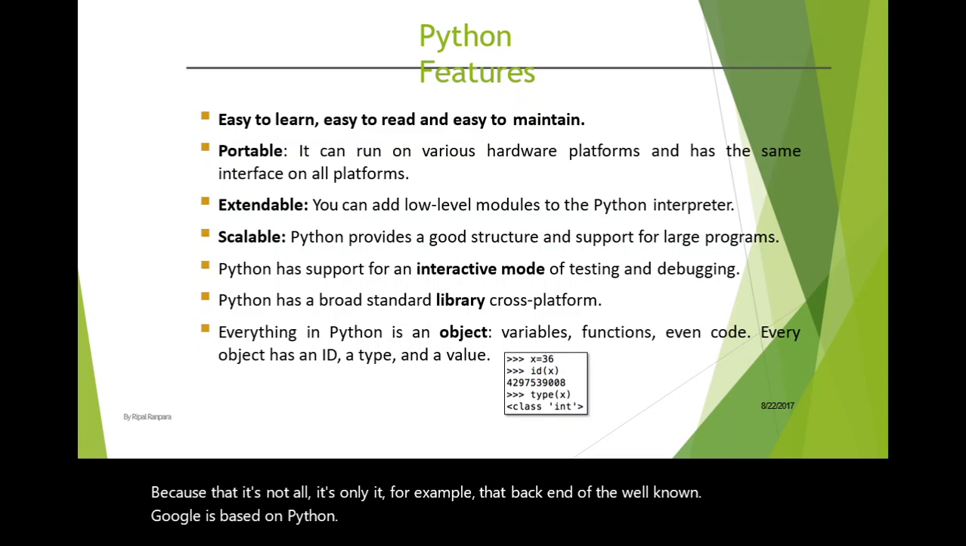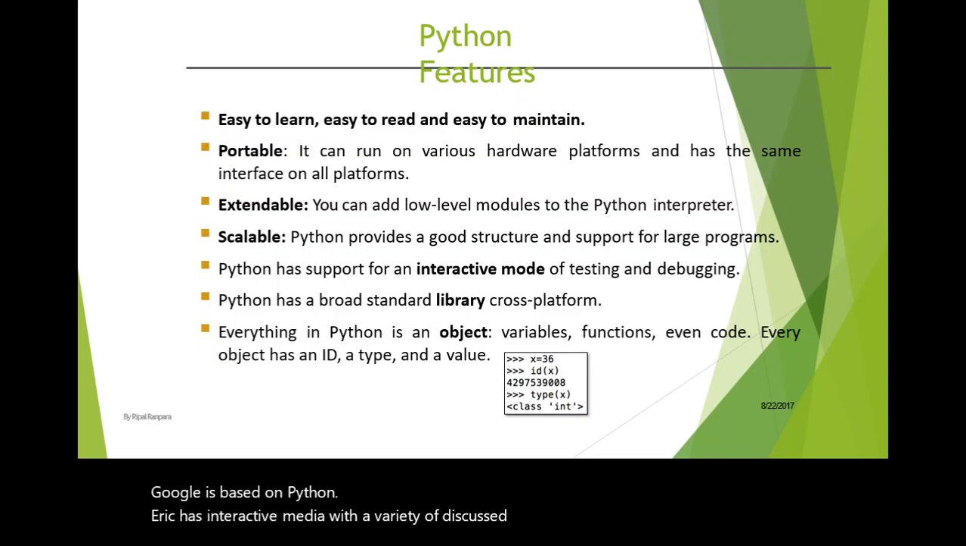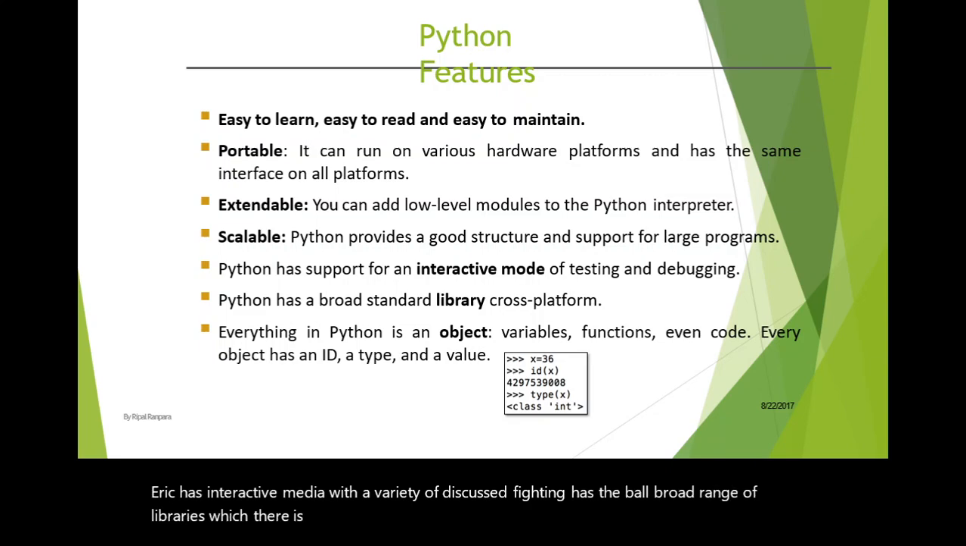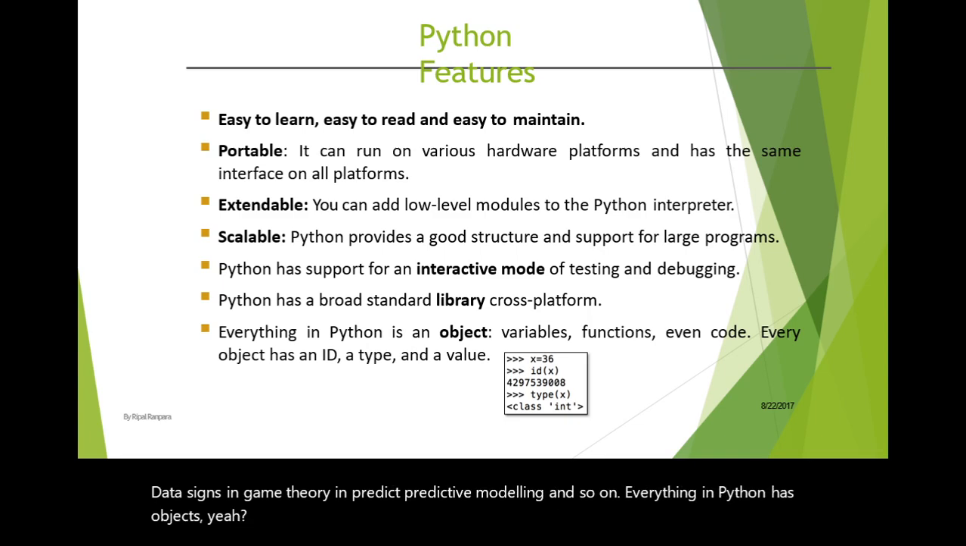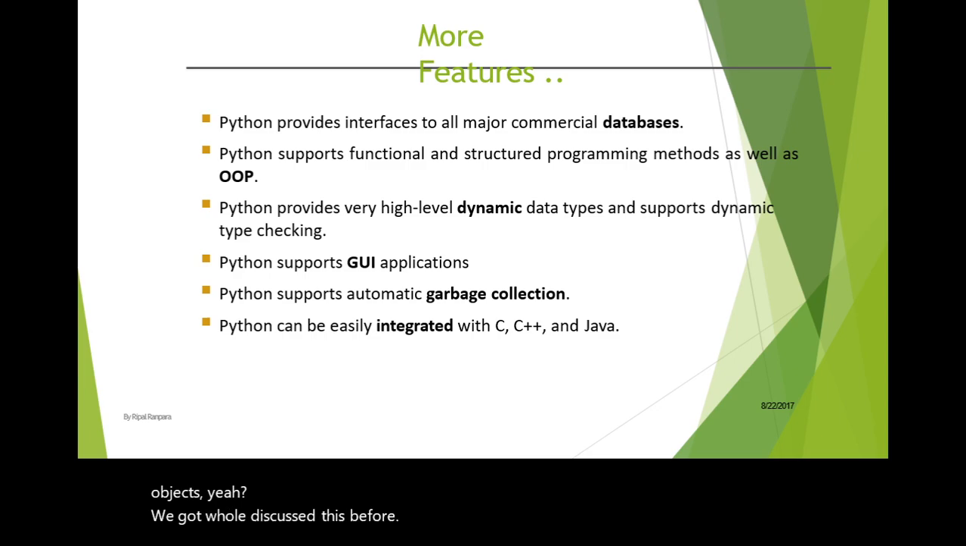It has an interactive mode, as I have discussed. Python has a broad range of libraries, some thousands of libraries, which are free and open source. For example, it can be used in data science, in game theory, in predictive modeling, and so on. Everything in Python is an object, as we have discussed before. Python can easily get integrated with commercial databases.